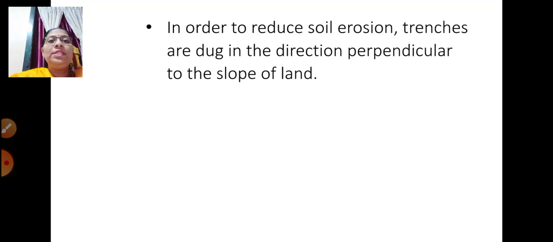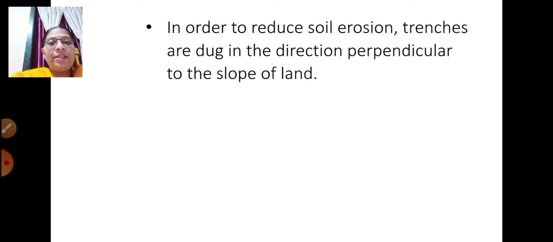Now, how are these contour lines helpful to the farmers as well? In order to reduce soil erosion, trenches are dug in the direction perpendicular to the slope of land. How do farmers benefit through these contour maps? We have learnt about soil erosion as well. So in order to reduce the soil erosion, trenches are dug. This also we have learnt. They are dug in the direction perpendicular to the slope of the land.